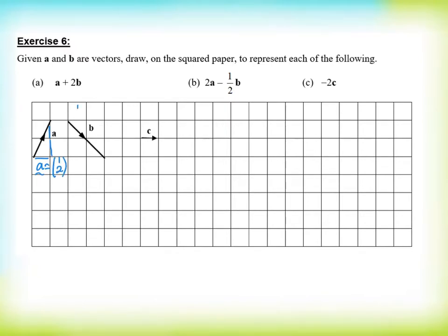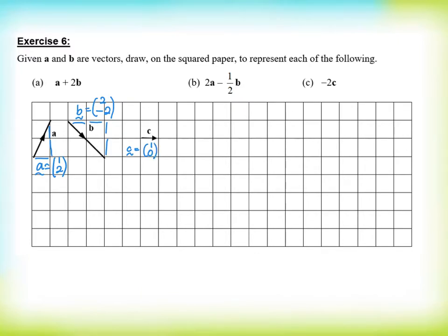Vector B over here is I'm moving 2 units to the right and 2 units down, so that will be (2, negative 2). And vector C will be 1 unit to the right and 0. So now what do we do with all these vectors?